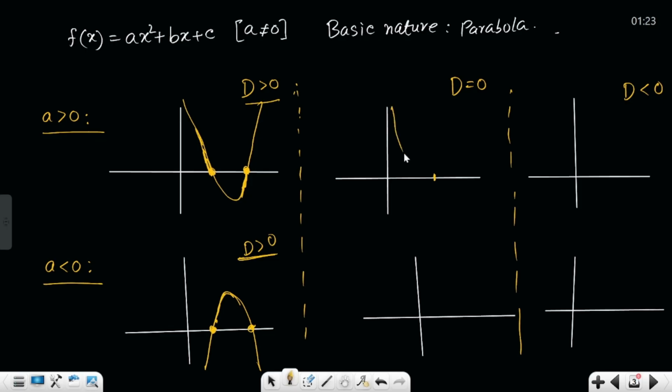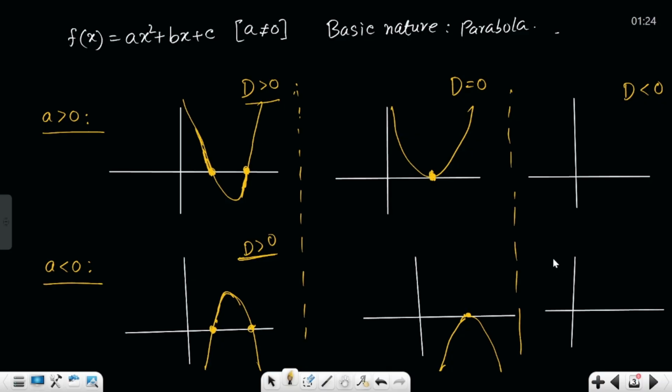So our graph will be something like this. The graph will touch one point of the x-axis. Clear? So this is for d equal to 0. Same like that, here the case will be something like this. Clear? The graph will touch one point of the x-axis. That means there are two repeated roots, two equal roots. For this, that is d equal to 0 also. You can see here.